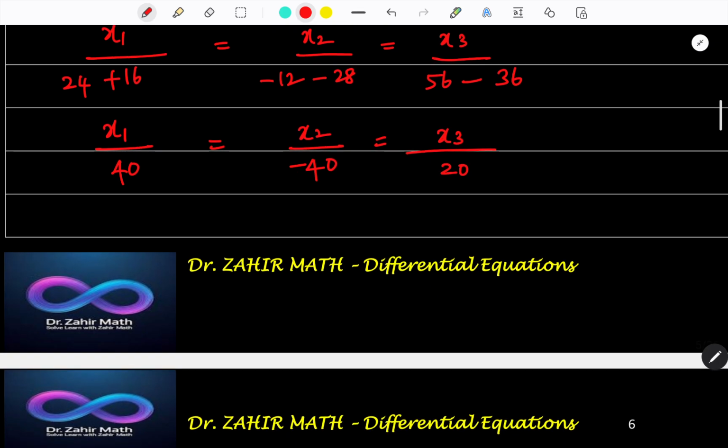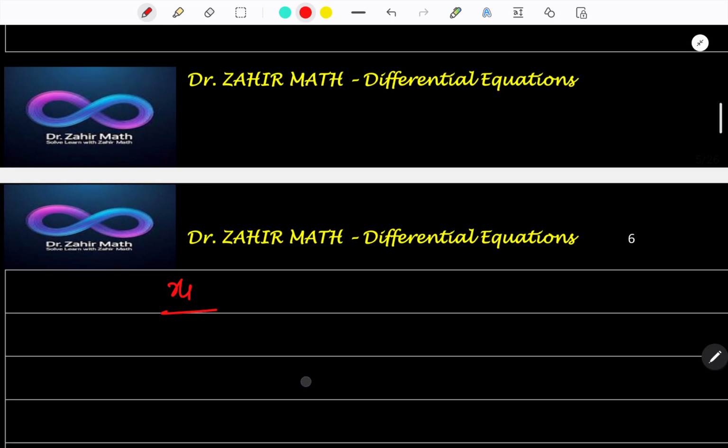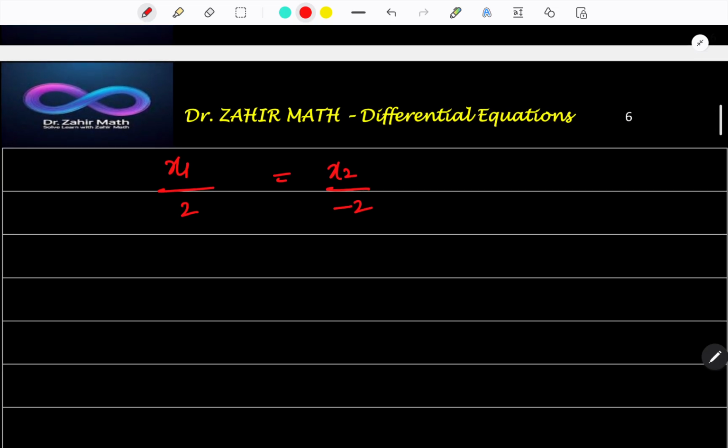Is there a common table, teacher? Yes, you have a 10 table, you can cancel it, or you can have the 20 table, whatever you like. If I cancel this one, I'll get 2, here I'll get minus 2, here I'll get 1. It's a common table, 20. So finally I'll get x1 divided by 2 and x2 divided by minus 2, and x3 divided by 1.